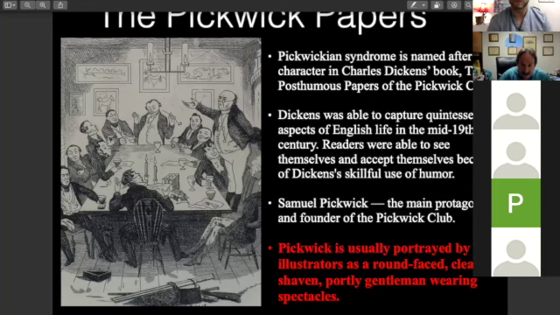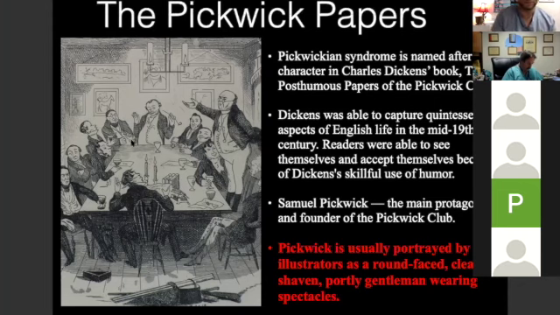Pickwick Club. Dickens was able to capture quintessential aspects of English life in the mid-19th century, and readers were able to see themselves and accept themselves because of Dickens' skillful use of humor. So Samuel Pickwick, the main protagonist and founder of this Pickwick Club, was a round-faced, big-bellied, somnolent guy who ended up giving his name to Pickwickian. When a Pickwickian body type is recognized, you want to consider OSA, and especially you want to rule out OHS.